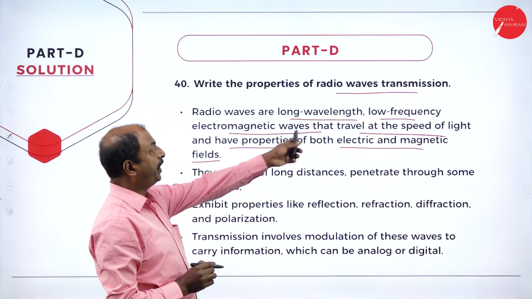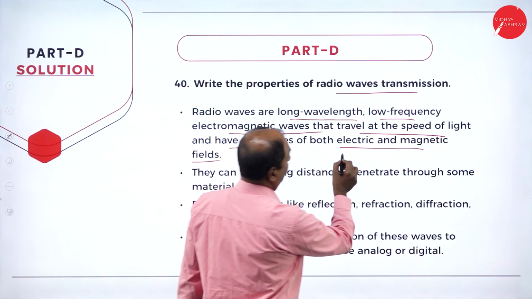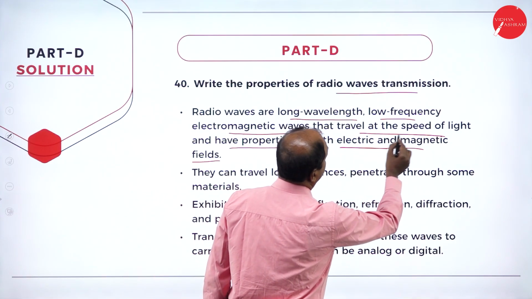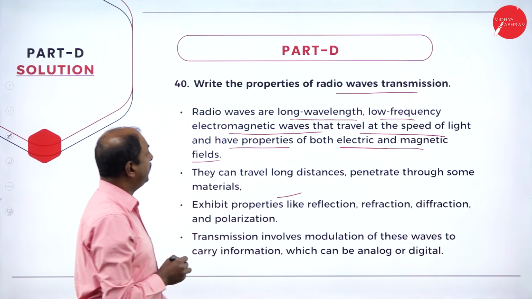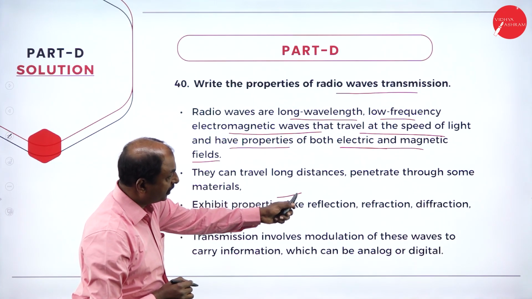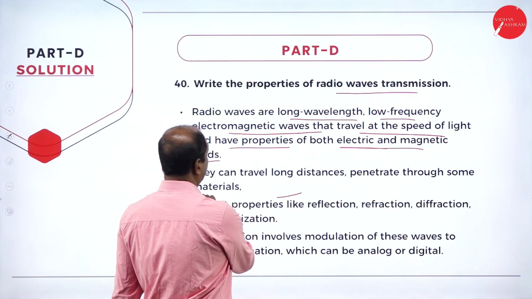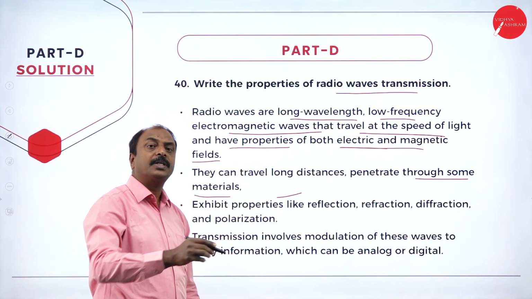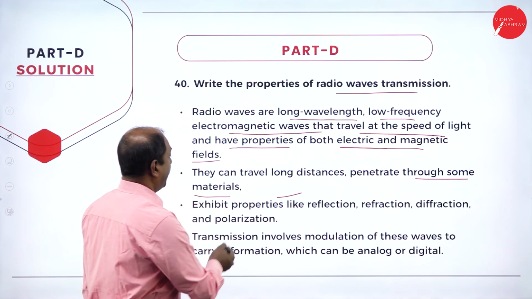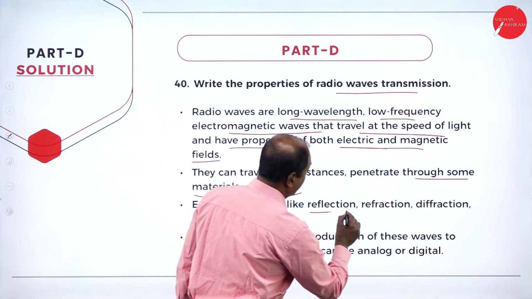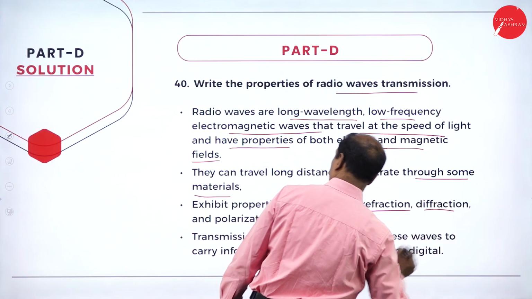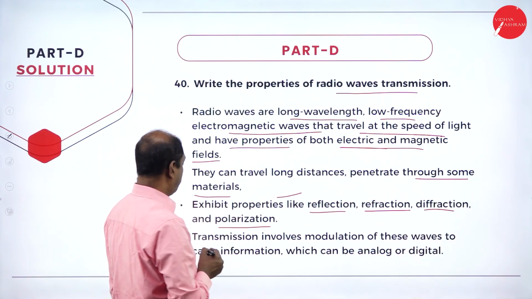So radio waves work with the properties of electric and magnetic fields and travel at the speed of light. They can travel long distances and penetrate through some material. Penetrate means it crosses the material. They exhibit properties like reflection, refraction, diffraction and polarization.